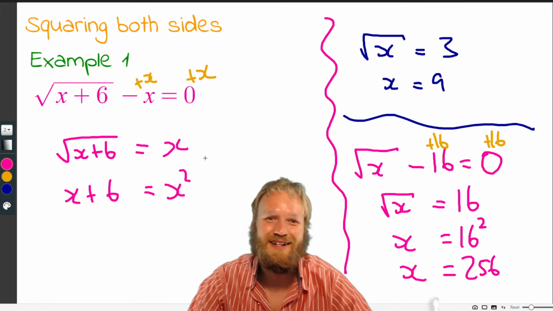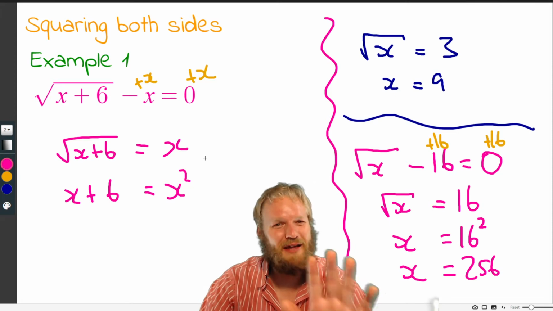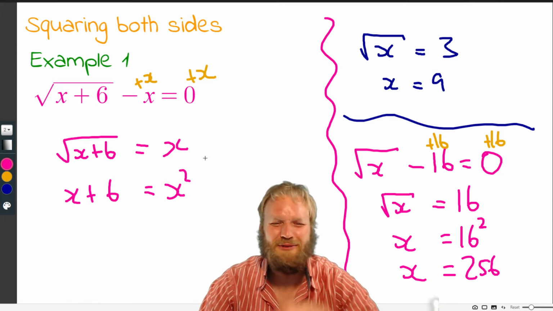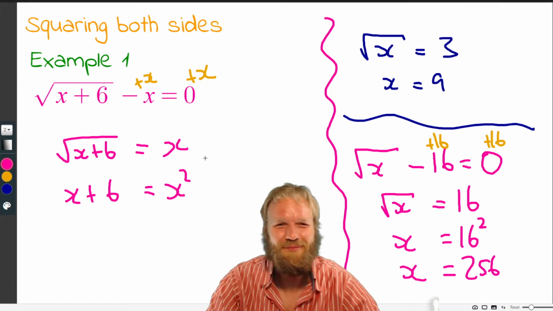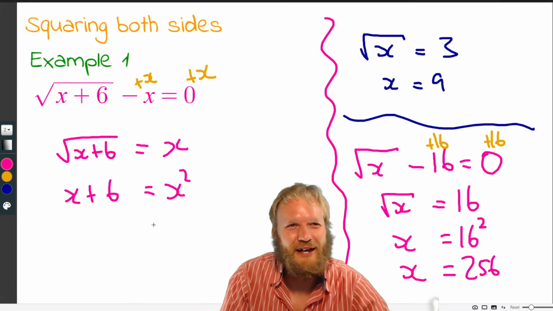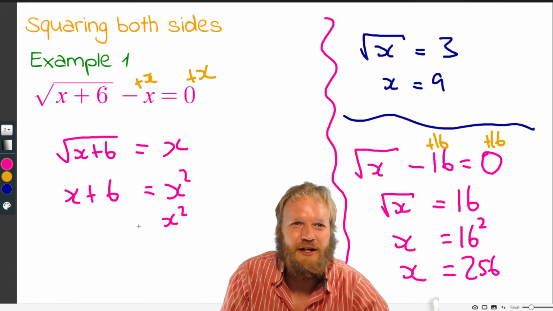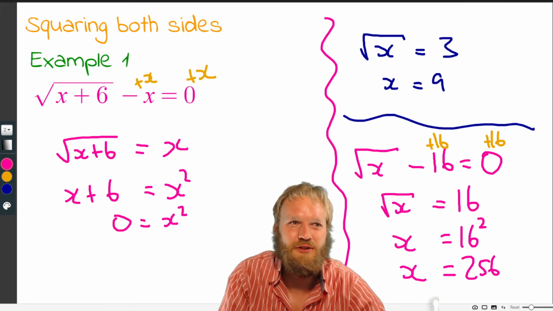Oh, isn't that a sense of relief? You go, there we go, there are the x squareds. That's what I like to get. Don't you get that feeling? You're like, I know how to solve this now. Well, hopefully. But anyway, let's rearrange this equation so that one of the sides equals 0.